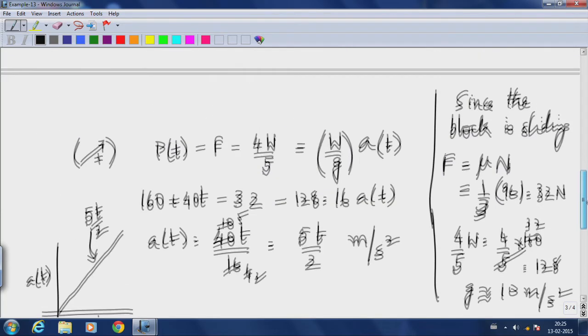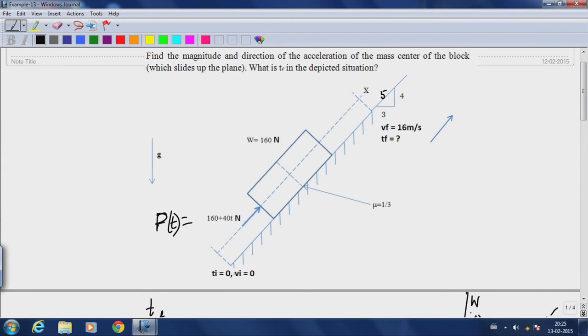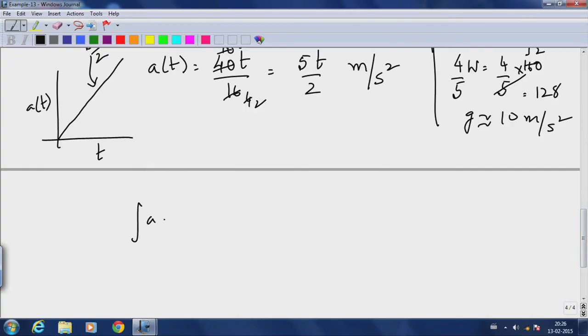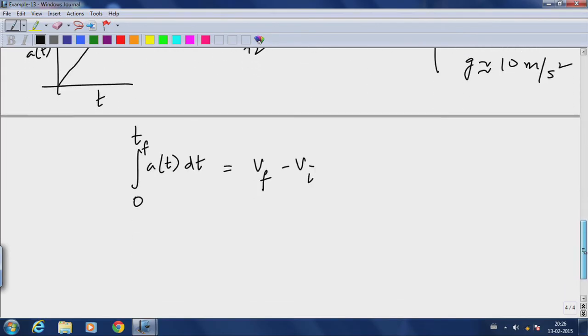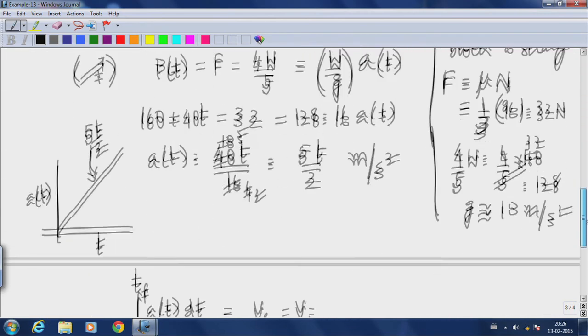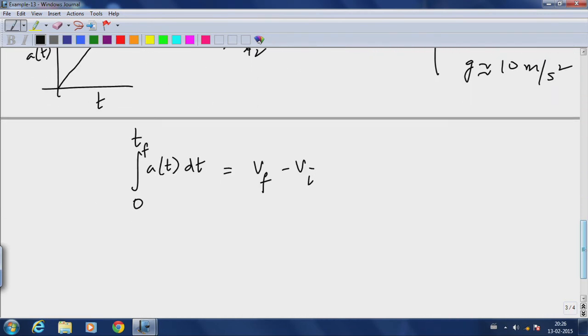That is not what we are asked to find. We are asked to find the time at which the block would acquire a velocity of 16 meters per second, given that at some initial time 0 seconds the velocity is also 0. So, this amounts to integrating a dt from 0 to some final time tf equals Vf minus Vi. We are given both Vf and Vi. Vf is 16 meters a second and Vi is 0.